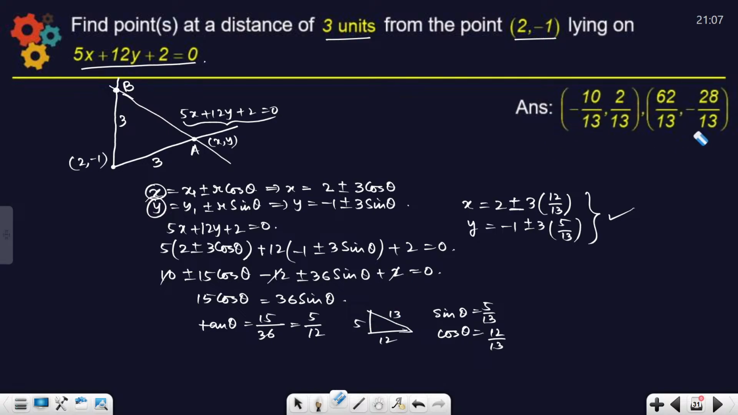Answer is this. Okay. I'm not doing this calculation because it will be unnecessary. It will waste our time. Right? Okay.